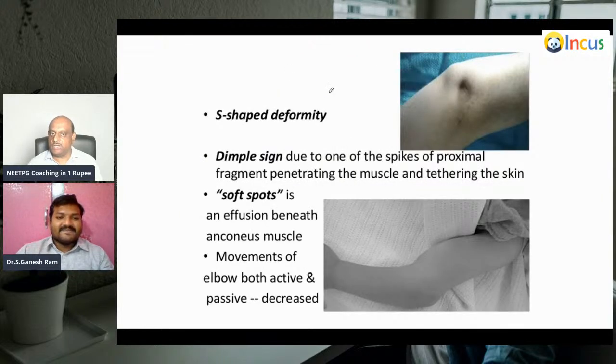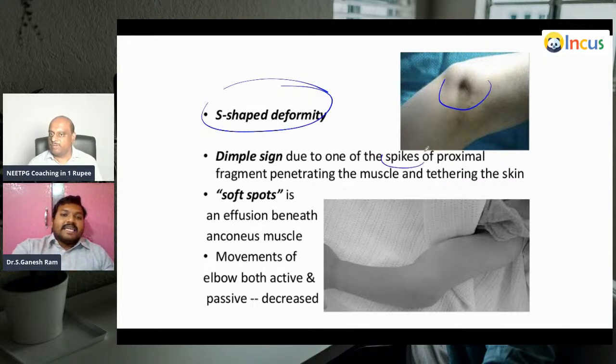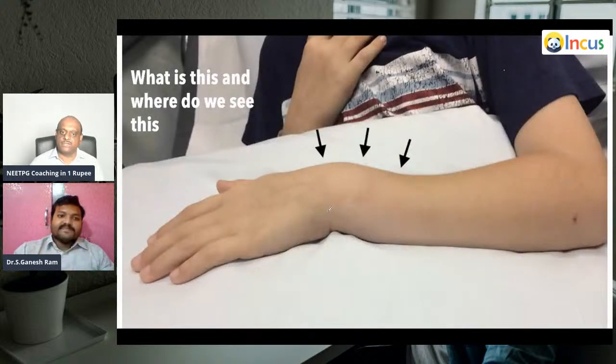So S-shaped deformity, then dimple sign, because one of the spikes of the proximal fragment penetrates the muscle and tethering of the skin is seen. And soft spots, they are the effusion beneath the anconeus muscle. So these are the classical features. Now, what is this classical deformity, doctor?